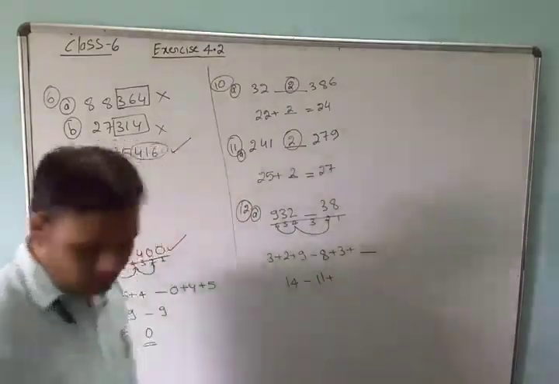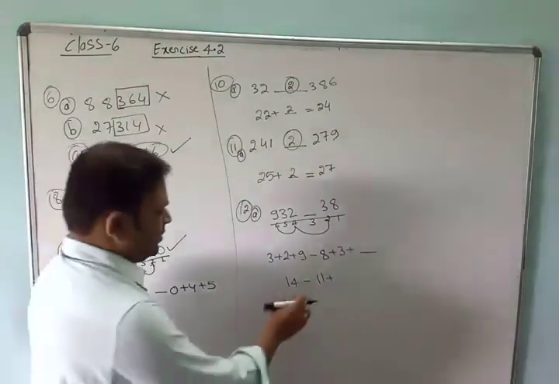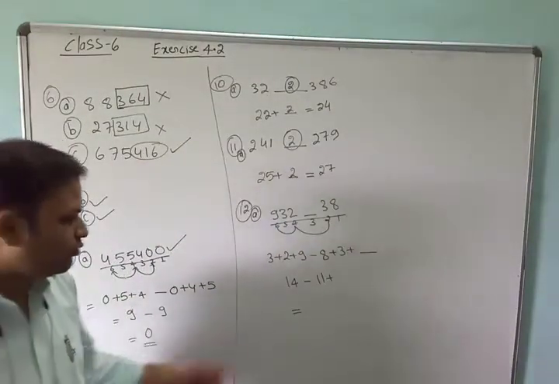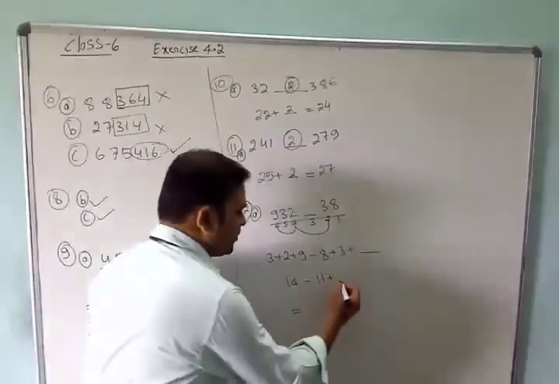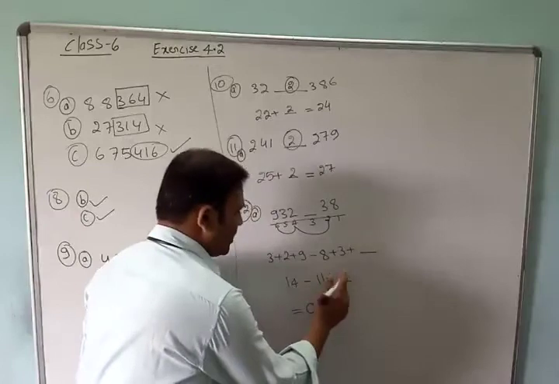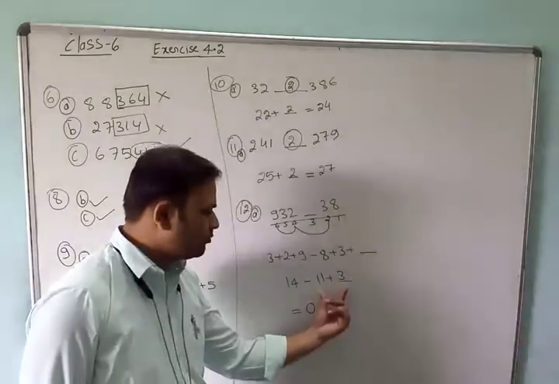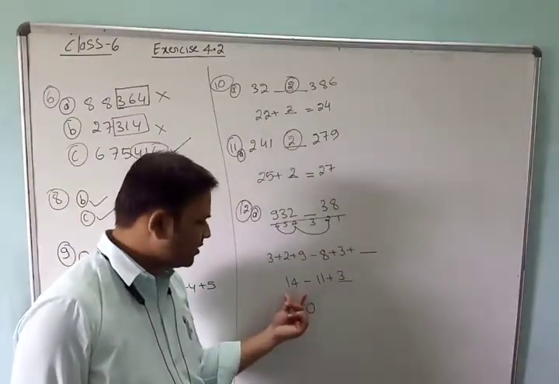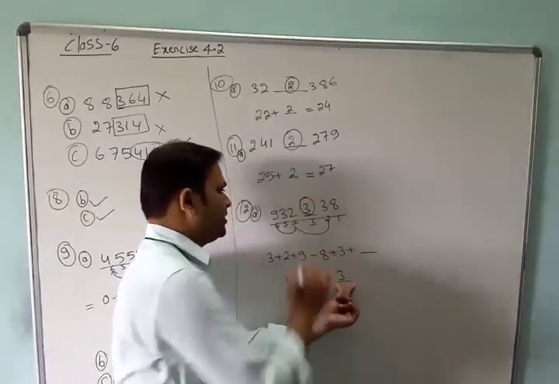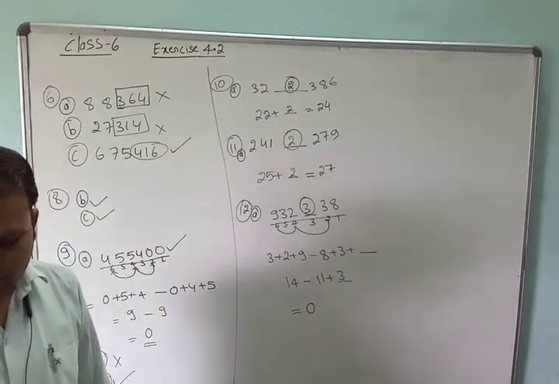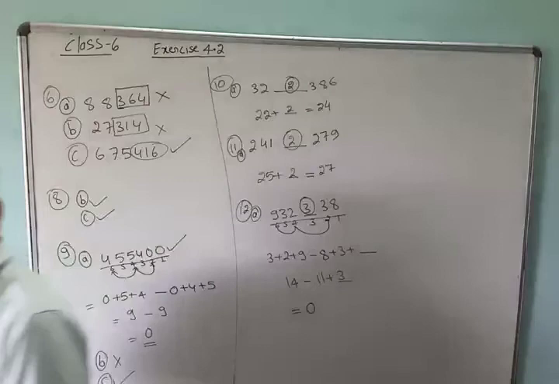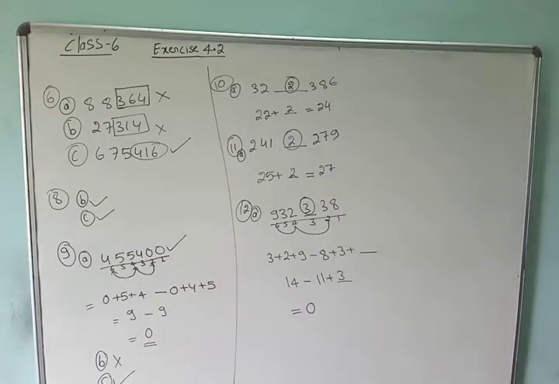So here it should be either a multiple of 11 or 0. Here it is 14, if we make this side 14 also, then 14 minus 14, the answer is 0. So to make 14 here, what should we add? 3. 11 plus 3 is 14 and 14 minus 14 is 0. So in the blank, if we write 3, then the number must be divisible by 11. So it is the only answer. So exercise 4.2 is completed.